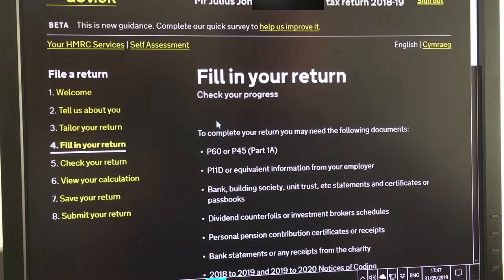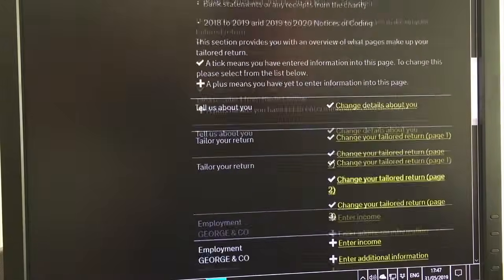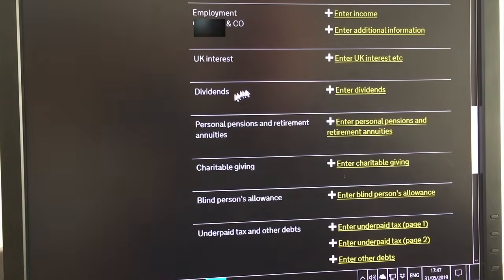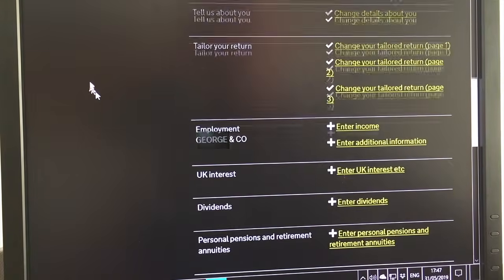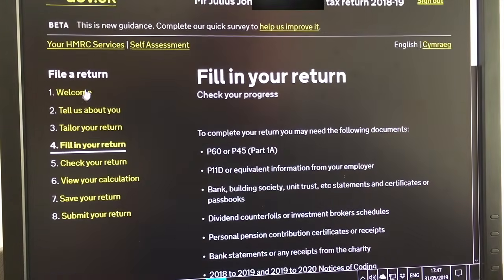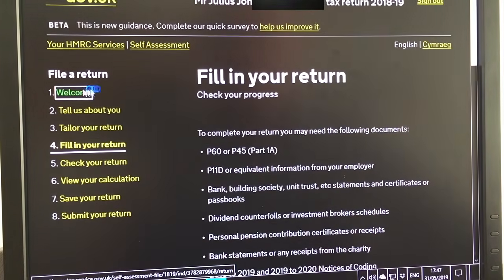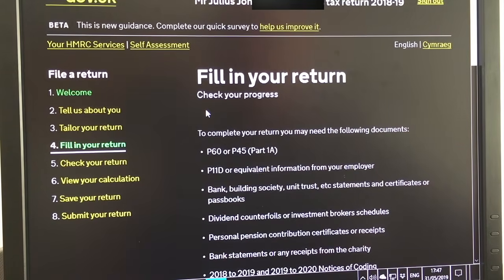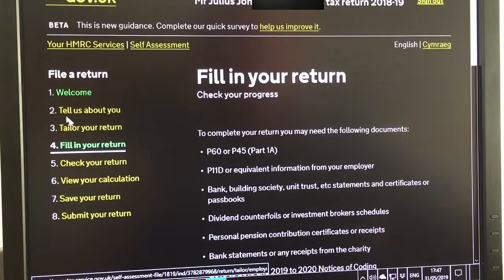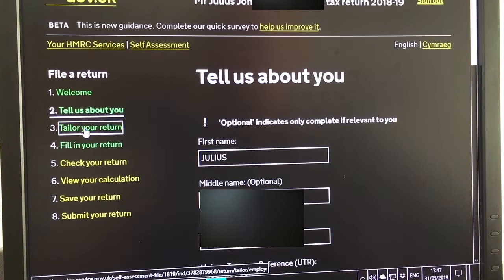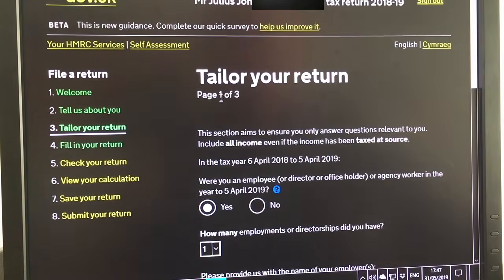Now, fill in your tax return. This tells you when you can't, when you can, and all of that sort of thing. Now, I've already done some of this, so I'm going to take you back to the welcome part. And then tell us about you. Don't want to do that. So done the tell us about you, which is putting in your name and address and everything.